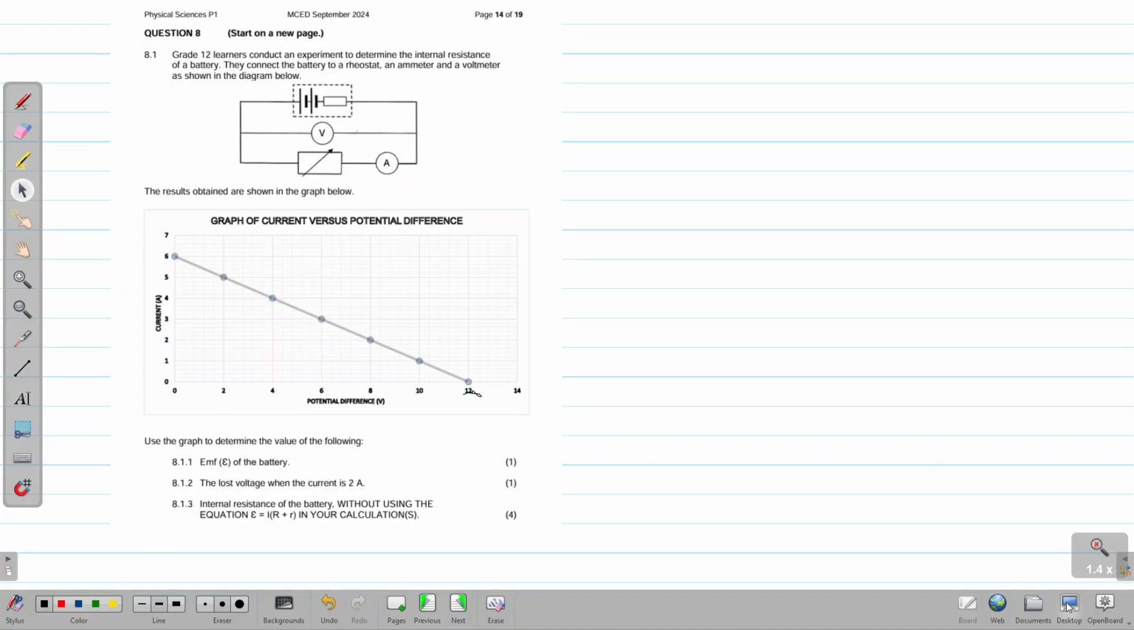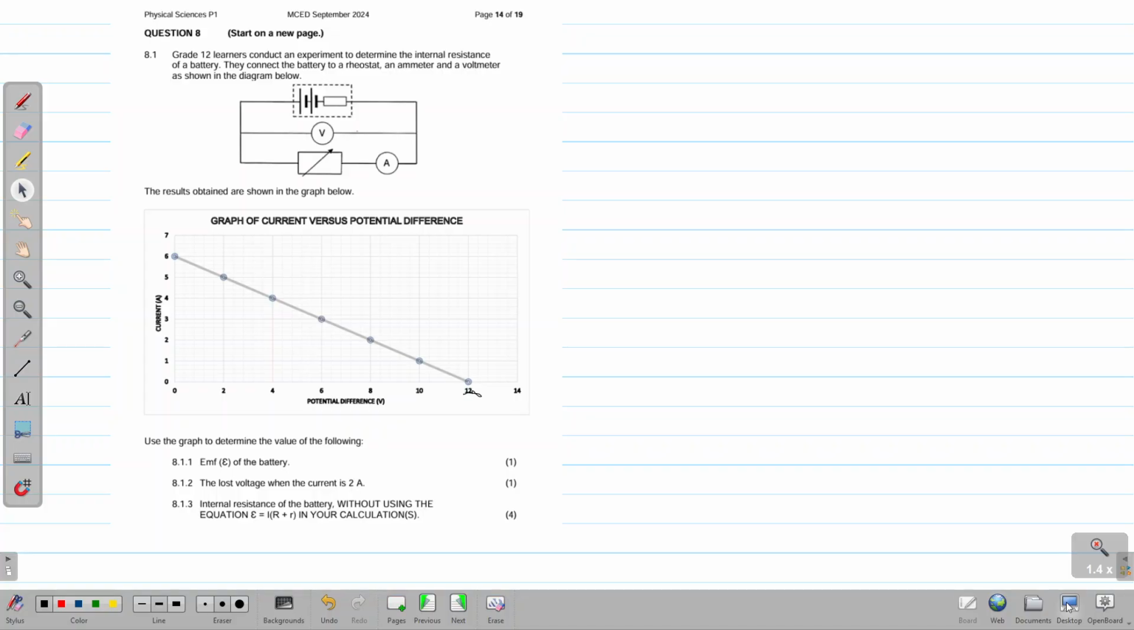Nothing else is different. Of course, our linearization is going to look a bit different because we want our y now to be current instead of V. So the potential difference is going to be our x, and the current is going to be our y value, and the intercept here is going to be the EMF. When the current is 0, our EMF is 12 volts. Anyway, let's answer these questions.